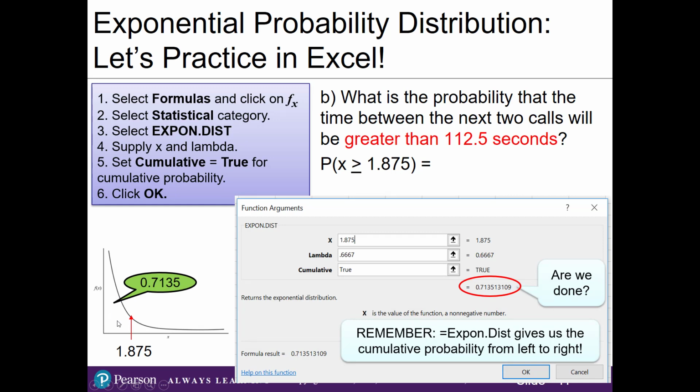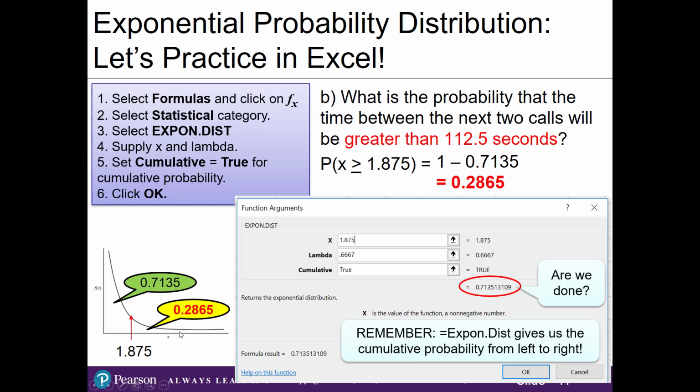I don't want this area. I want greater than 1.875. I want this area right here. So to get this area, I'm going to do 1 minus 0.7135, which means the probability of getting greater than 112.5 seconds is 0.2865, which is this area right here.